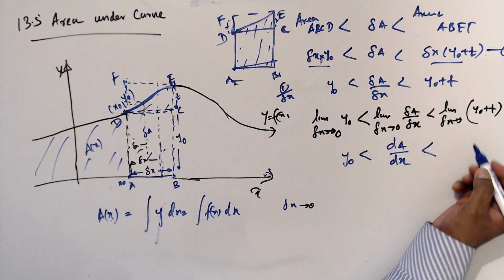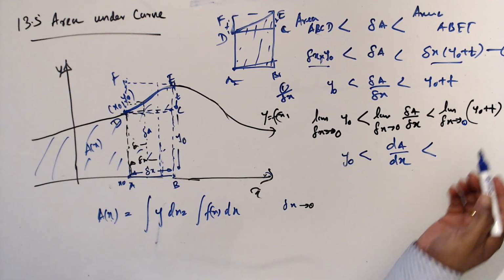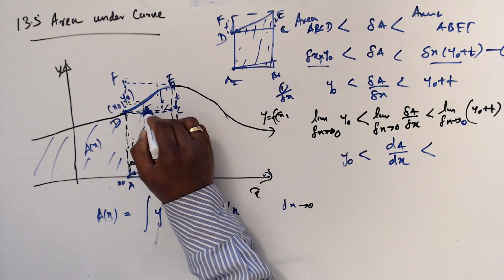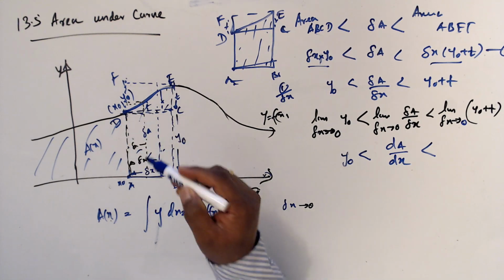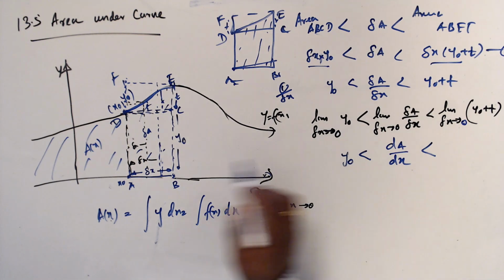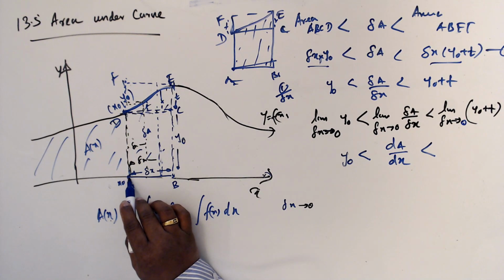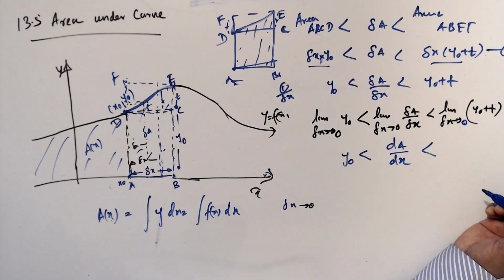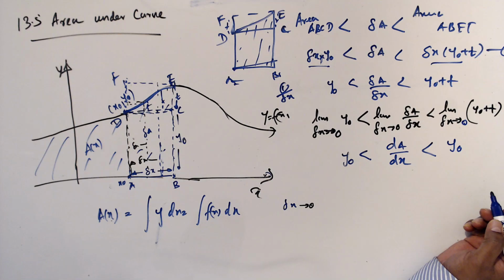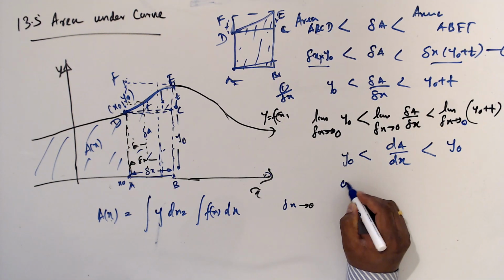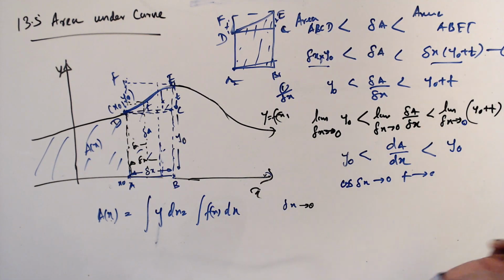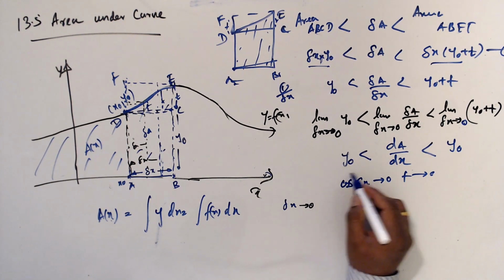And now as delta x goes to 0, what will happen to the t? This is this t, and now this is the new t. So t becomes smaller, and when delta x becomes 0, t also becomes 0. Then this answer is going to be y naught. So we write that as delta x goes to 0, t goes to 0, that's why. Now you end up with this one.